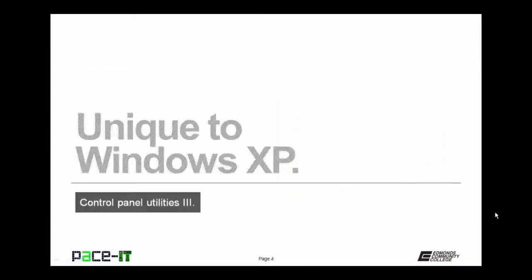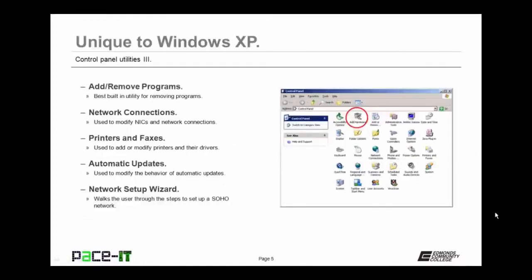So we're going to begin by talking about utilities that are unique to Windows XP. We will briefly touch on each of these utilities that are unique to Windows XP. And the first one is the Add Remove Programs utility. This is the built-in utility for removing programs from Windows XP. You can also add operating system features with this utility.